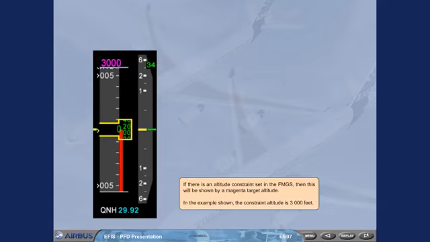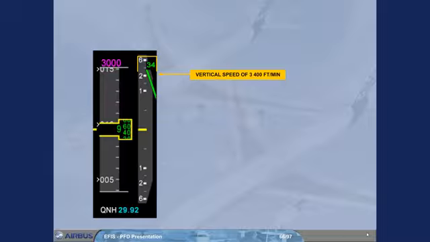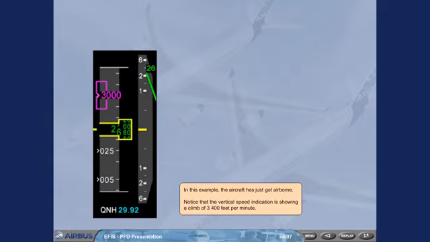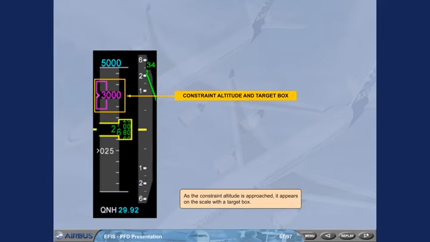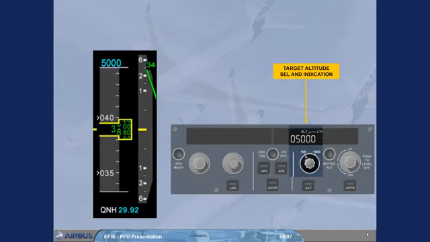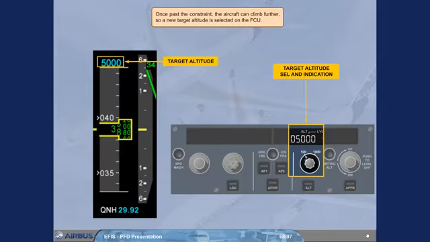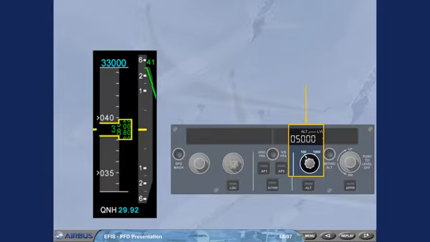In this example, the aircraft has just got airborne. Notice that the vertical speed indication is showing a climb of 3,400 feet per minute. As the constrained altitude is approached, it appears on the scale with a target box. Once past the constraint, the aircraft can climb further, so a new target altitude is selected on the FCU. The aircraft has now been cleared to flight level 330, set.